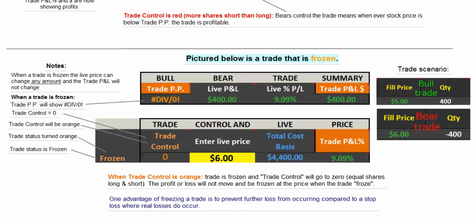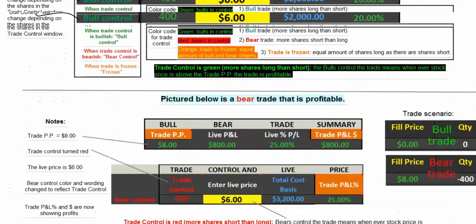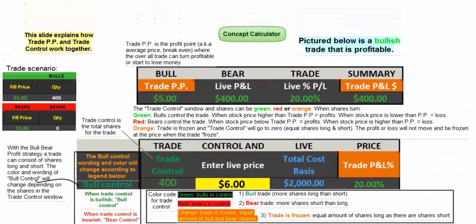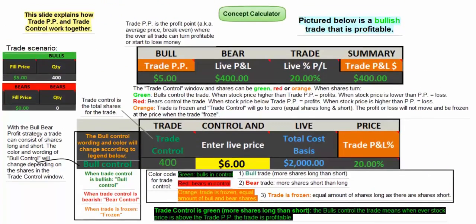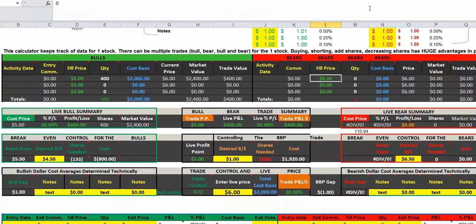For further clarity, we will set up the initial trade scenario and see the calculator work live, inputting this trade scenario of a fill price of $5 and quantity of 400 shares, and then we'll go through each scenario with a live working calculator. So here is the calculator, and we've entered in our fill price of $5, 400 shares, and there's no trades on the bear side of the calculator.